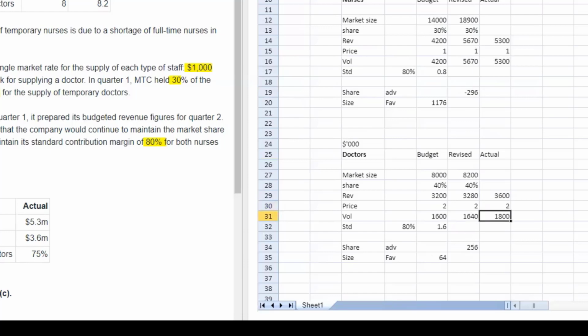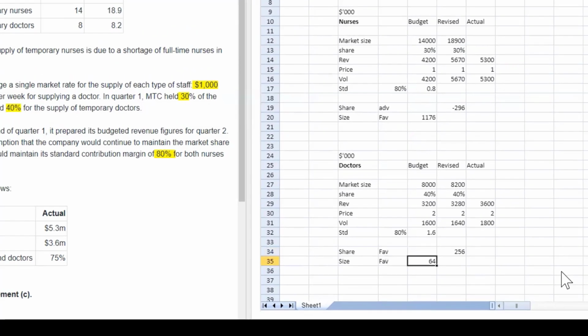So hopefully now the standard is working off the 2. Yeah, so it's 80%, 1.6, because it's the same for both. And because I did the formulas correctly, I've now automatically got my share and my size variance. Hopefully you can see how much quicker that was. You do one and then you do the second one and you make sure you use copy and paste and go through it. So that is favourable. And that again is favourable.